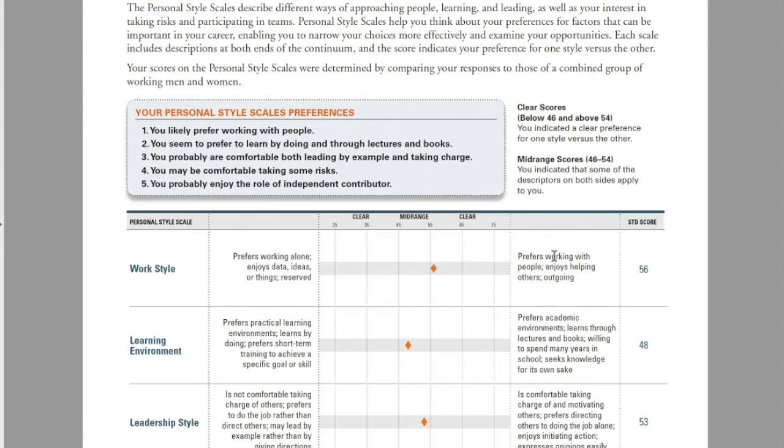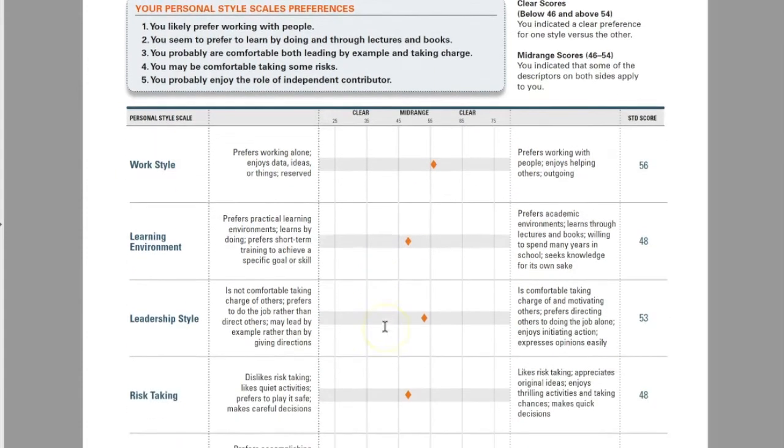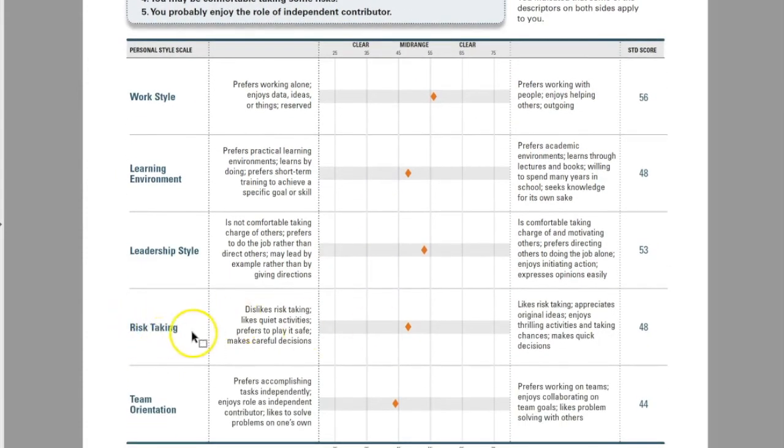I also encourage people to look more in-depth than the obvious results. For example, if we scroll down here to risk-taking, you'll see that the diamond indicates a mid-range score, so kind of halfway between dislikes risk-taking and likes risk-taking. However, it's important to remember that there are so many different types of risks that you could possibly take.